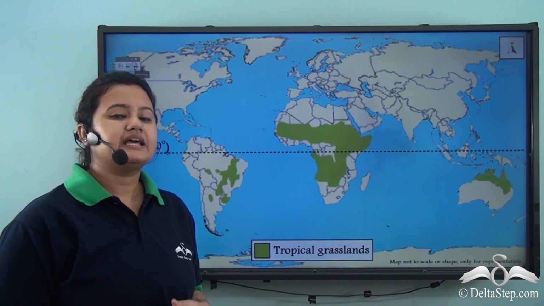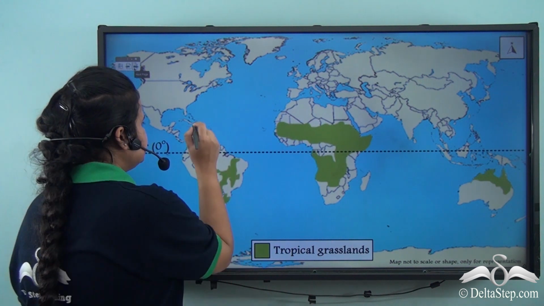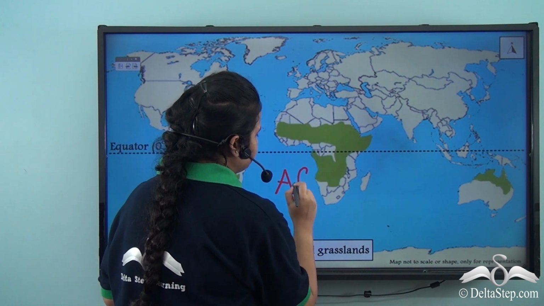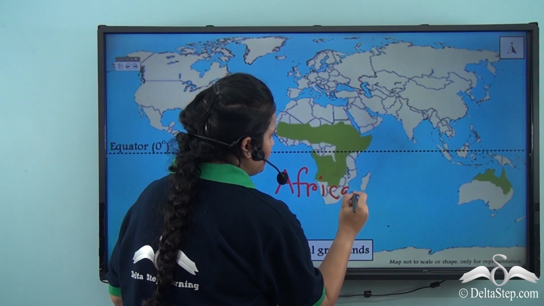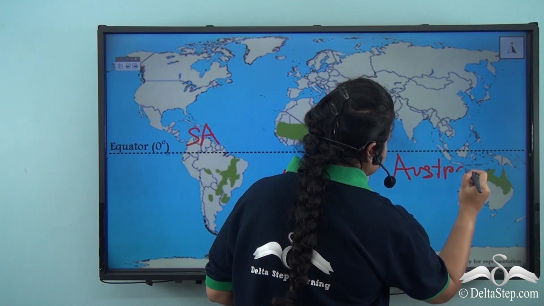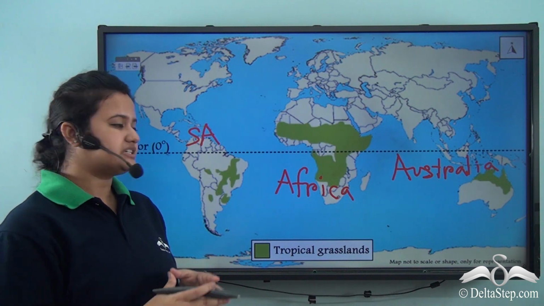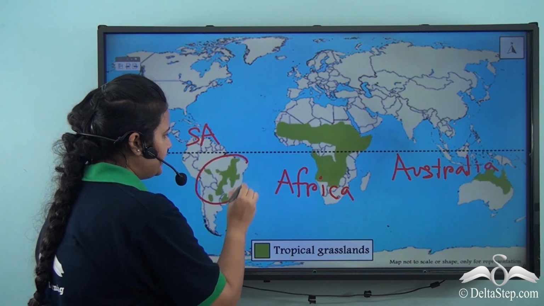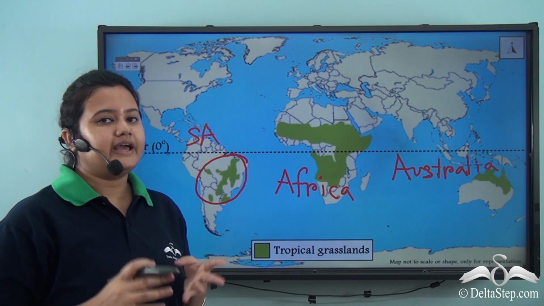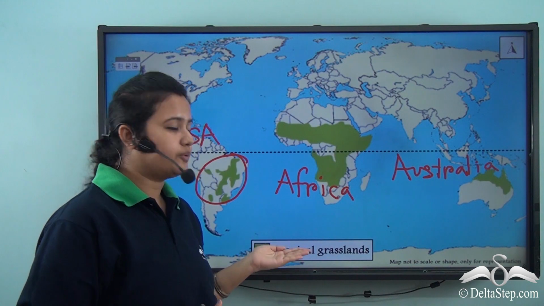Now here we can see that the tropical grasslands are mostly spread across three major continents, that is the continent of South America, Africa and Australia. The tropical grasslands are mostly located in the eastern part of South America, especially in the countries of Brazil, Paraguay, Argentina, etc.